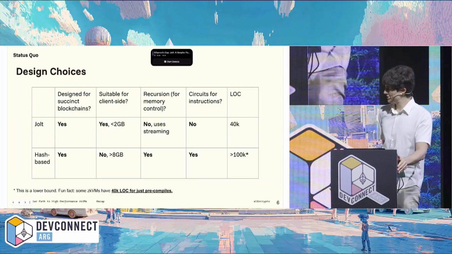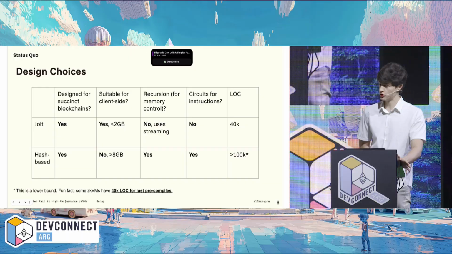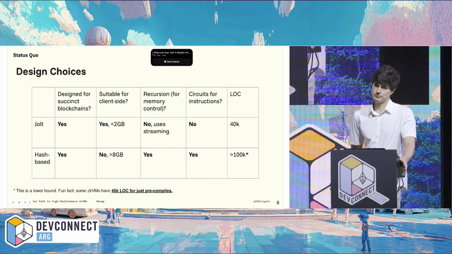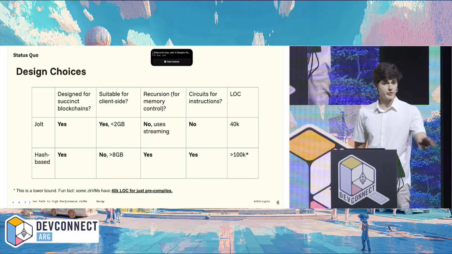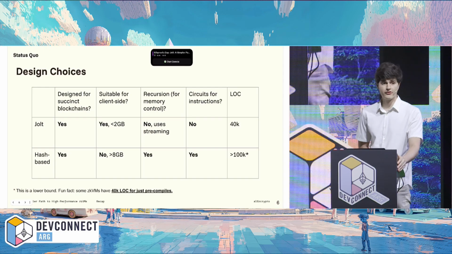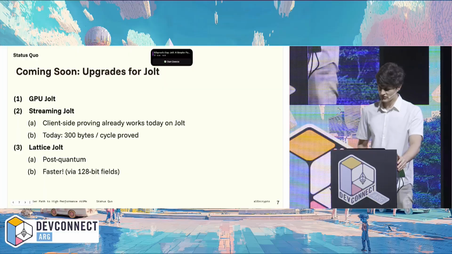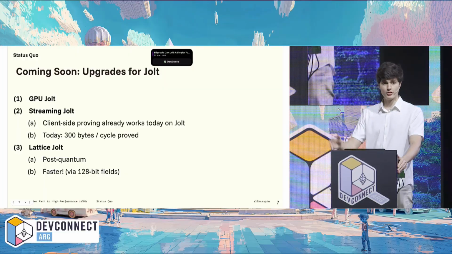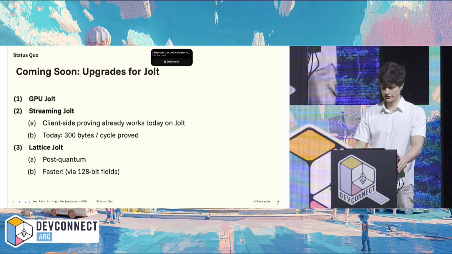Here are the main design choices of zkVMs. Today, most zkVMs are designed for succinct blockchains, as is Jolt, and Jolt will be very effective for that. Jolt is also the only RISC-V zkVM that I know of that is suitable for client-side. Jolt will not use recursion and will not use circuits, and these two design choices are reflected in the fact that Jolt's core prover is implemented in only 40,000 lines of code. Throughout this talk, I will be mentioning a few particular upgrades: GPU Jolt, streaming Jolt, and Lattice Jolt. So just keep an eye out for those as I go through the content.